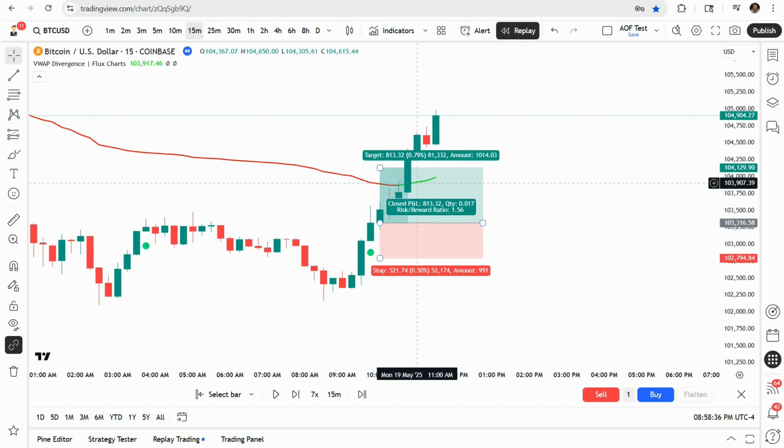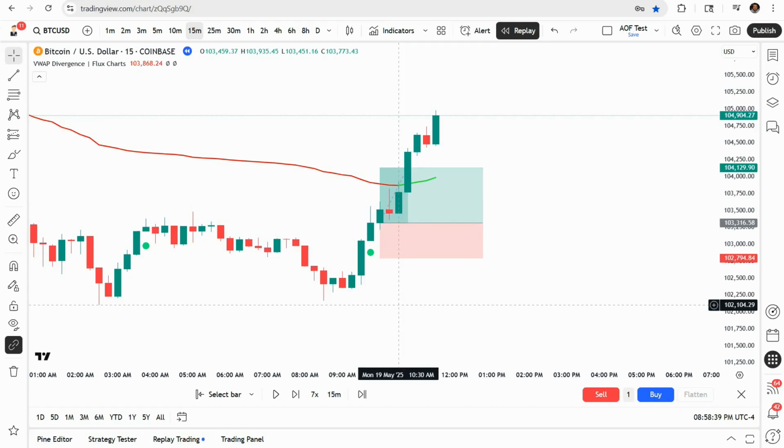And once again, you can see this nice push to the upside, getting us to our take profit. Alright, so that puts us at the end of the testing right there.